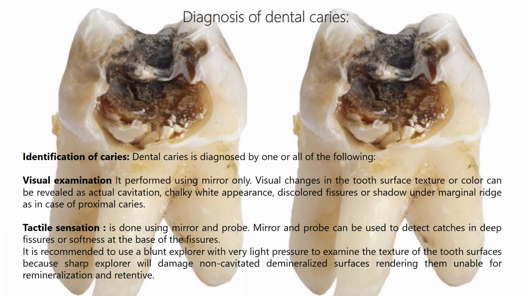Diagnosis of dental caries. So the identification of caries, dental caries is diagnosed by one or all of the following. So first one is visual examination, second is tactile sensation, and the third one is through radiographs. So the first one is visual examination. It is performed using a mouth mirror only. Visual changes in the tooth structure, texture, or color can be revealed as an actual cavitation, chalky white appearance, discolored fissures, or shadow under marginal ridge, as in case of proximal caries.